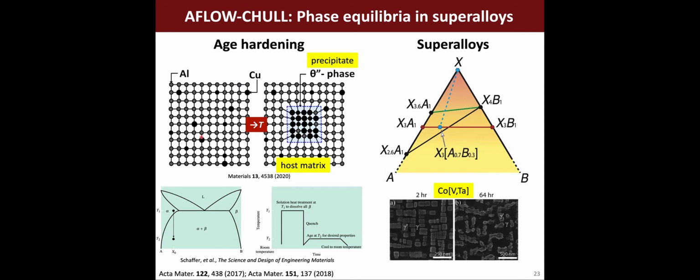So this age hardening process, this is a thermal process. Here I show in the phase diagrams what this process looks like. You might heat up the material to a high temperature, then you quench it, and then you heat it up again to a slightly lower temperature and you anneal it.